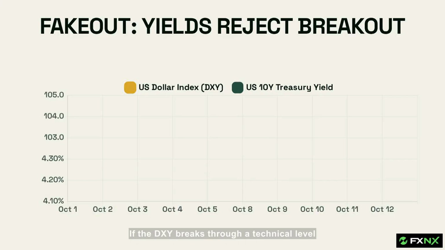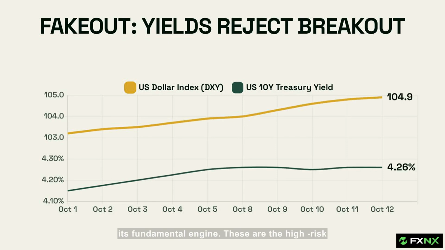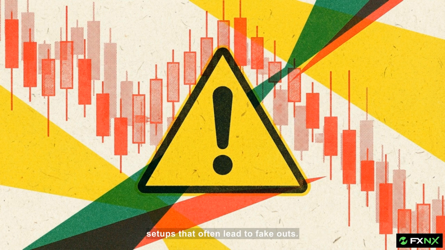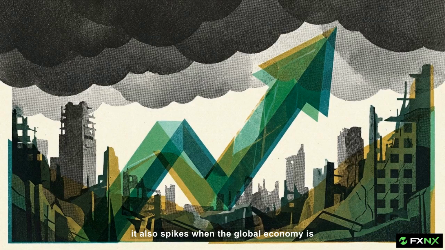If the DXY breaks through a technical level while Treasury yields remain stagnant, the move lacks its fundamental engine. These are the high-risk setups that often lead to fakeouts. This creates a paradox. The US dollar often surges when the American economy is booming, but it also spikes when the global economy is in a state of collapse.